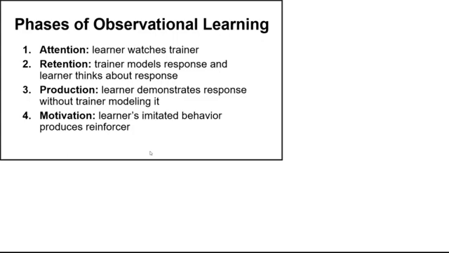Our next stage is production. So this is when our observer gets the opportunity to produce that response themselves. So we move our observer into their own operant box. We give them a lever and the opportunity to press that lever. And then we also have a stage of motivation where when they press that lever, they should be reinforced with food just like the model rat was.